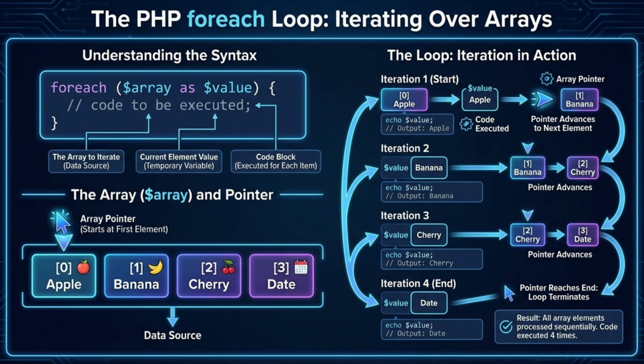By the end of the loop, all elements have been processed one after another, and the code inside the loop has executed 4 times, once for each fruit. This clean and automatic behavior is what makes Foreach a favorite among PHP developers when dealing with lists, arrays, and collections of data.